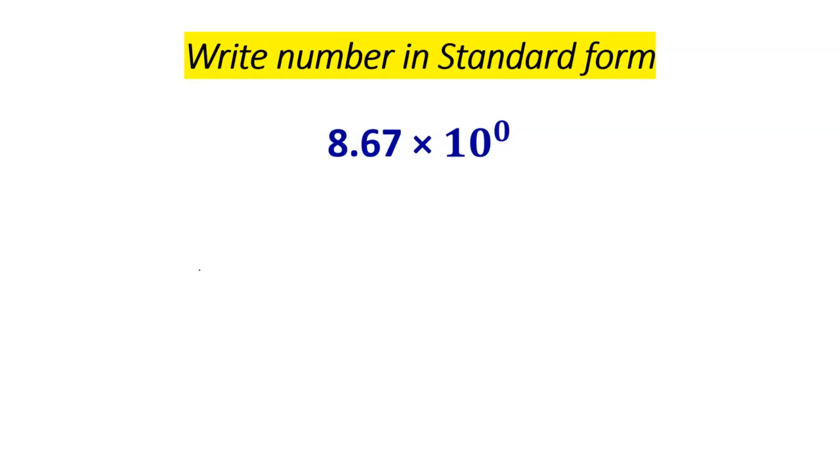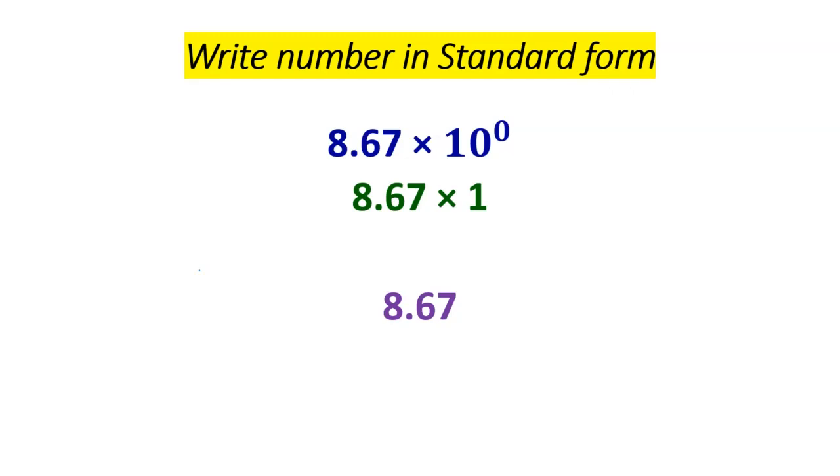8.67 times 10 to the power 0. 10 to the power 0 means you're not moving the decimal to the right or left. It's going to stay the way it is. 8.67 times 1, since 10 to the power 0 is 1, is 8.67. So 8.67 is your standard number, and 8.67 times 10 to the power 0 is your scientific notation.